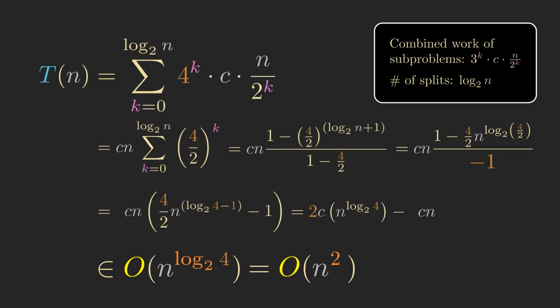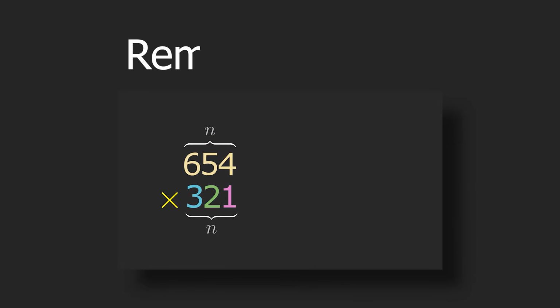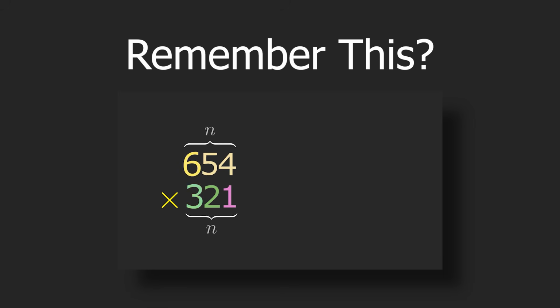I want to take a quick moment to pause here and reflect on how cool the result we just got is, because it kind of feels like it comes out of nowhere. Earlier in this video, when we analyzed the time complexity of the standard multiplication algorithm, there was a very straightforward reason why we ended up with O of n squared. We had to directly multiply n times n.